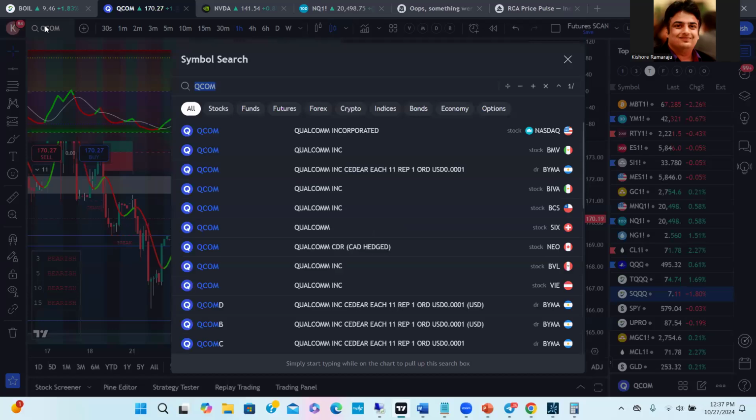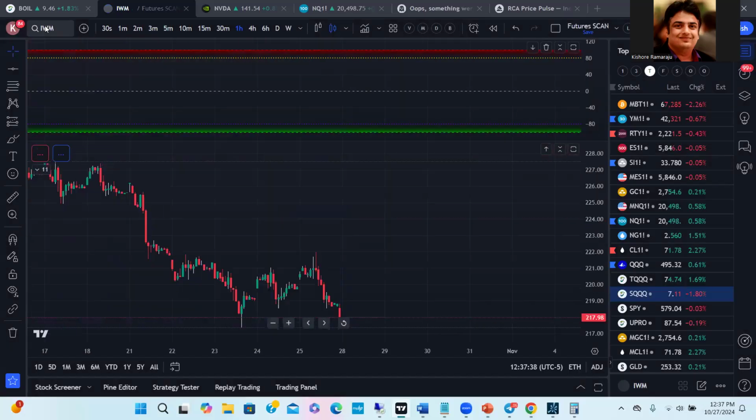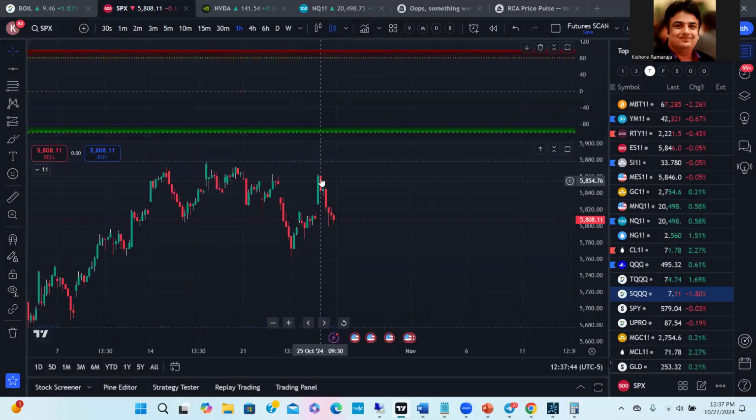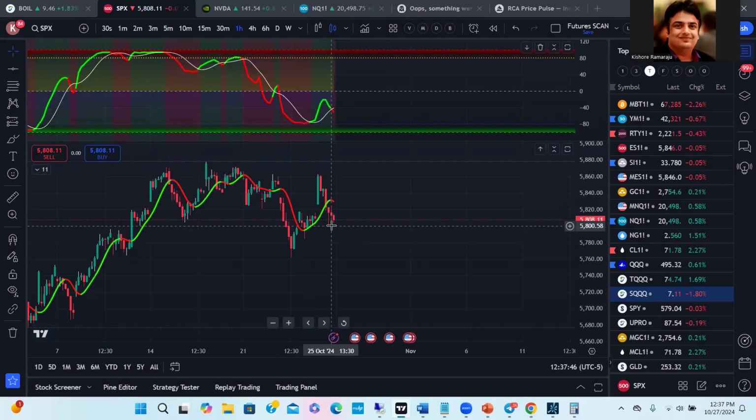Or you can just trade with IWM or QQQ or SPY or SPX. On SPX, we took a bear call spread on Friday. It went all the way to the top. We saw some $1 million sell orders. We took a bear call spread.